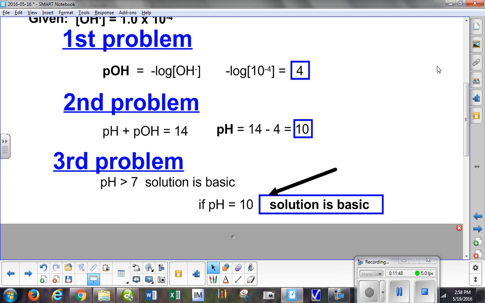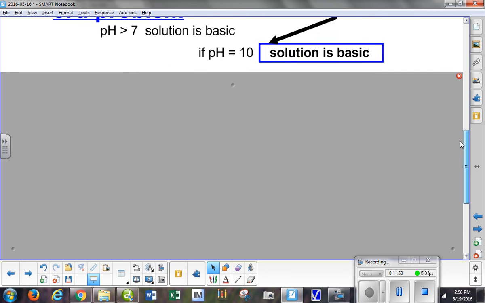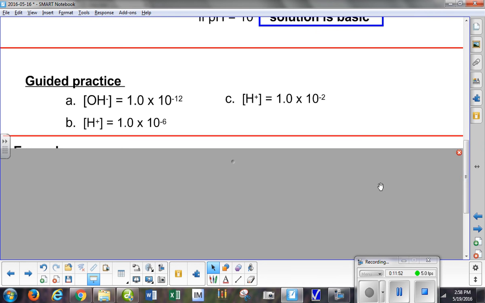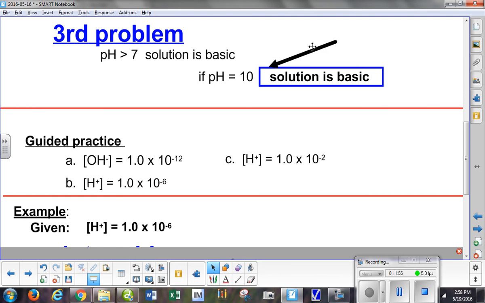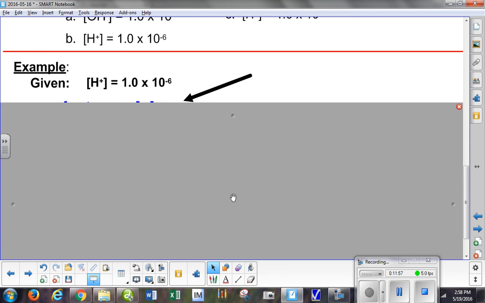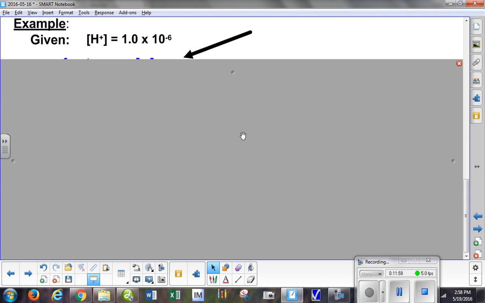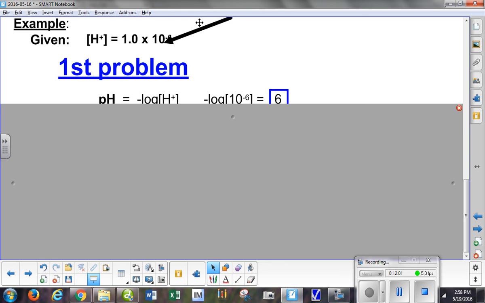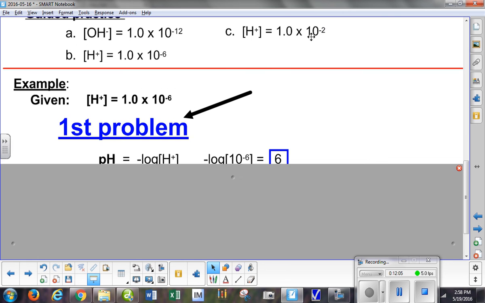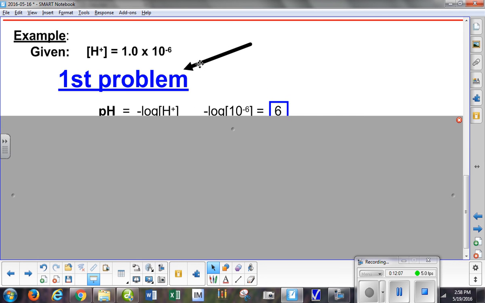Okay, one more problem, and then I'm going to let you go to actually doing some problems on your own that you would have in your homework. And you can start getting this down immediately. Okay, so here we go. Hydrogen ion concentration is what we're given this time. Because we're given hydrogen ion concentration, we have 1 times 10 to the minus 6 as the given.